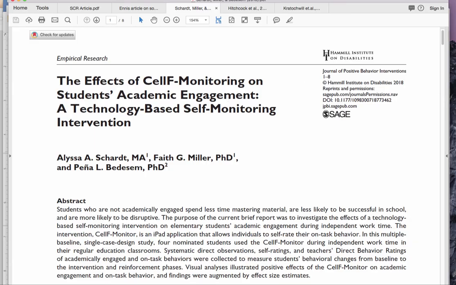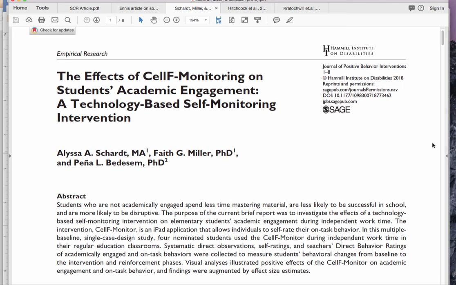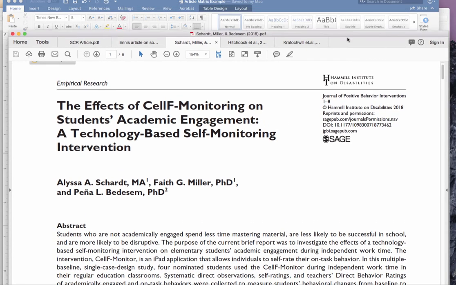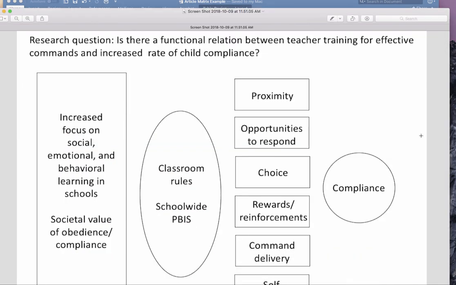So here's an article that I wrote with a graduate student in Minnesota. And so the focus of this article was self-monitoring and students' academic engagement. Okay, so let me say this. If we were to create a logic model for this, academic engagement would be the dependent variable, all right? So that would actually go here.